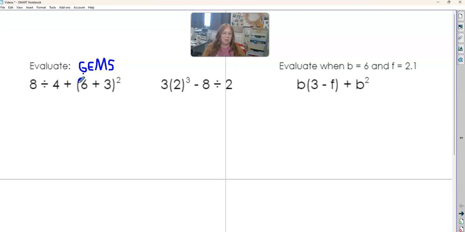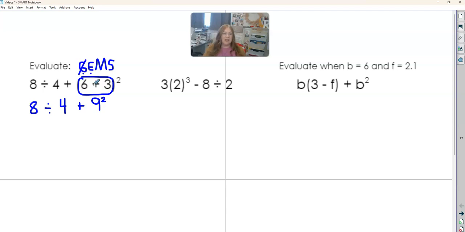So here's my group. So I'm just circling the group first. This is outside of it, so we're going to ignore that for now. We're going to take care of this right here. So 6 plus 3 is 9. So now I need to bring everything else down. So this is squared. Here's the plus sign, the 4, divide, 8. So now we have 8 divided by 4 plus 9 squared. So we do not have any more groups. We're going to cross off our G. So make sure you're doing everything I'm doing. It's these little tiny things that make a big difference.